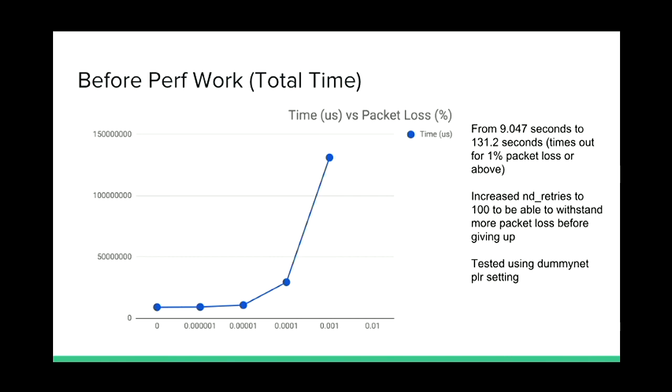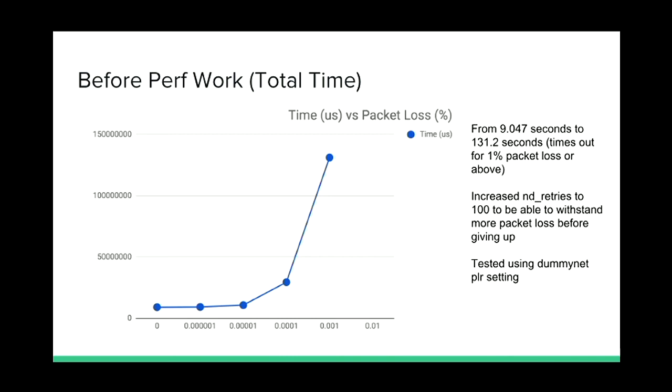So the setup is the client, a gateway running DummyNet, and the server. I set DummyNet to have zero packet loss all the way up to a tenth of a percent; 1% doesn't complete. It takes 9 seconds at 0% packet loss, and then 131 seconds at a tenth of a percent. I also increased ND retries to 100 to be able to withstand more packet loss before giving up. And like I said, it was tested using DummyNet.